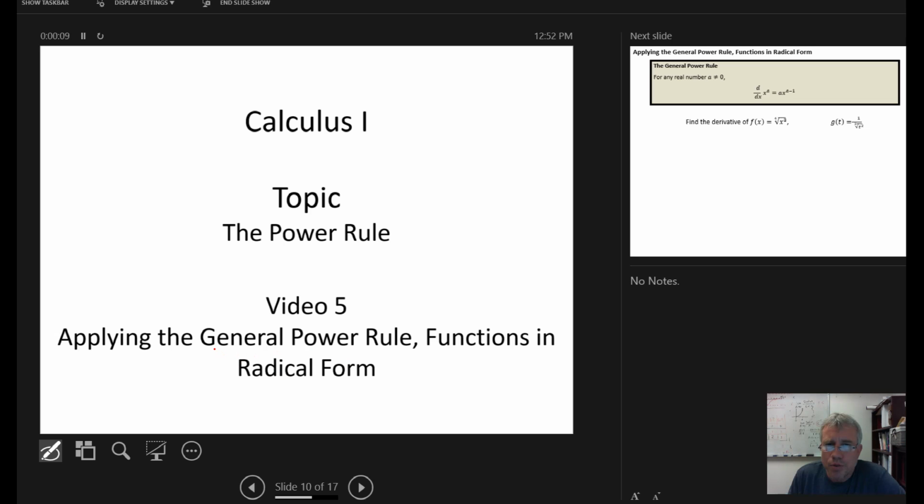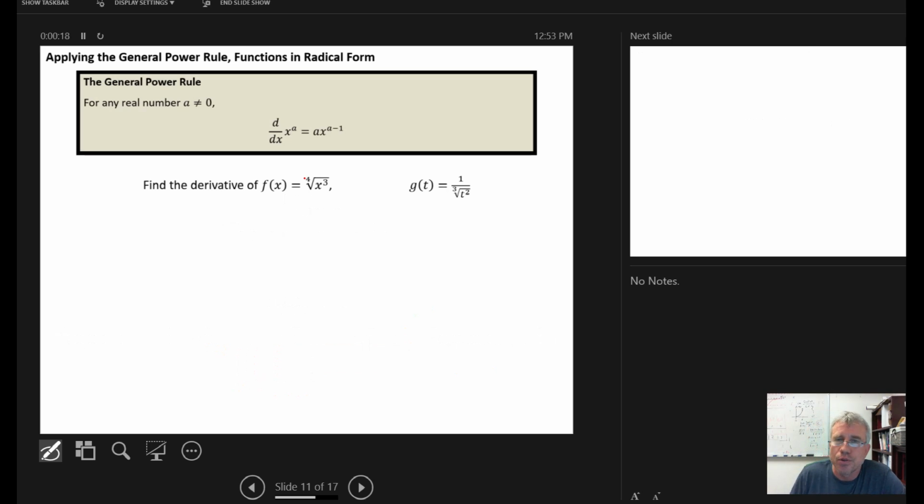So in this video, we want to apply the power rule in a case where we have functions that are in radical form. So for the first example, it says find the derivative of f of x equals the fourth root of x cubed.